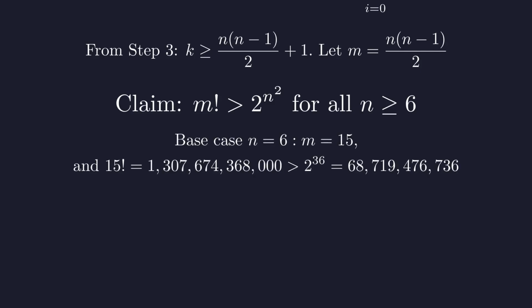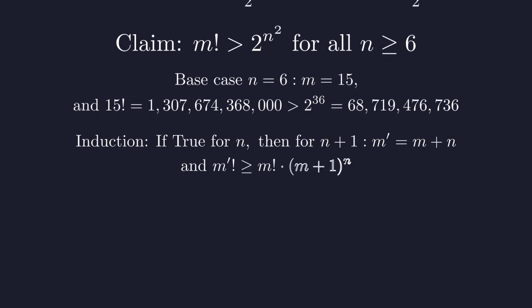We verify the base case when n equals 6. In this case, m is 15. A quick check confirms that 15 factorial is a vastly larger number than 2 to the power of 36, so the claim holds. The inductive step follows by showing that the growth rate of the factorial side is much larger than the growth rate of the exponential side.